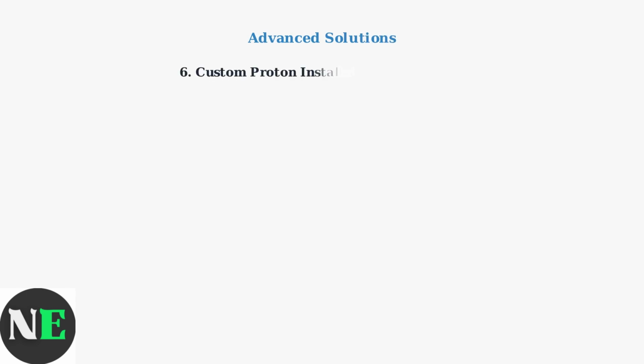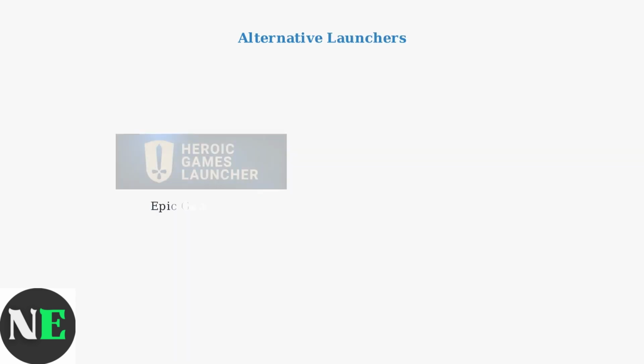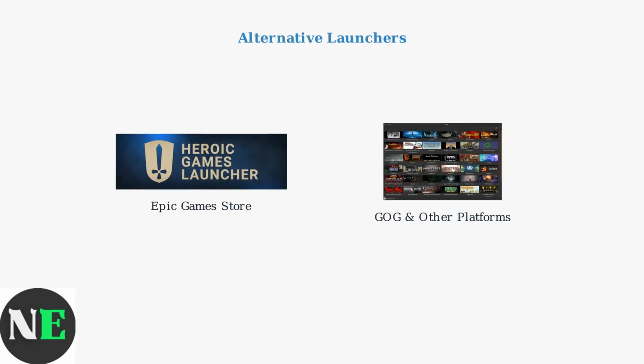Advanced users can install custom Proton builds like GE Proton for cutting-edge compatibility. Use Winetricks to manually install missing Windows components when needed. Alternative launchers expand your gaming options beyond Steam. Heroic Games Launcher provides access to Epic Games Store titles, while Lutris supports GOG and other platforms.